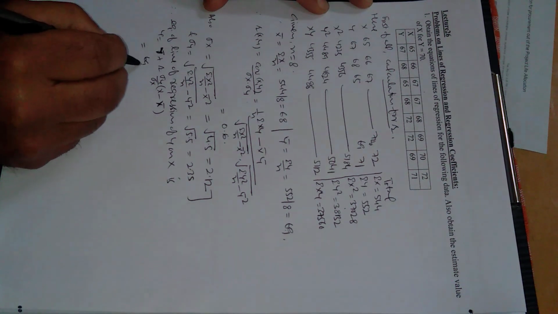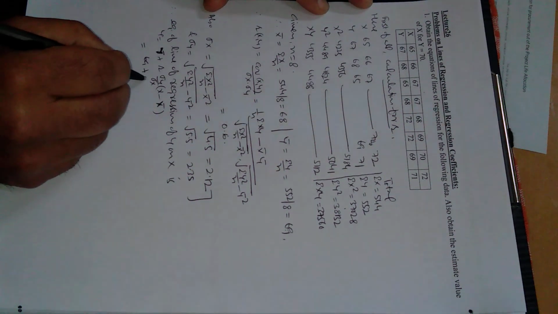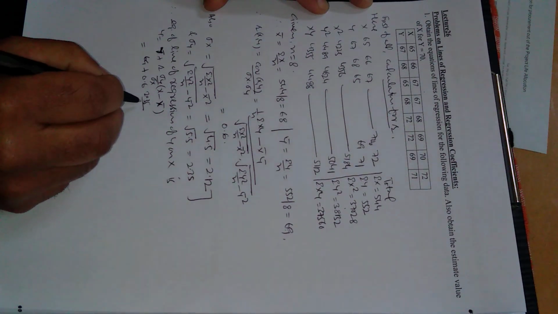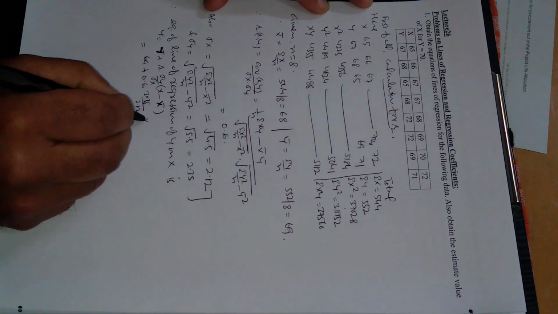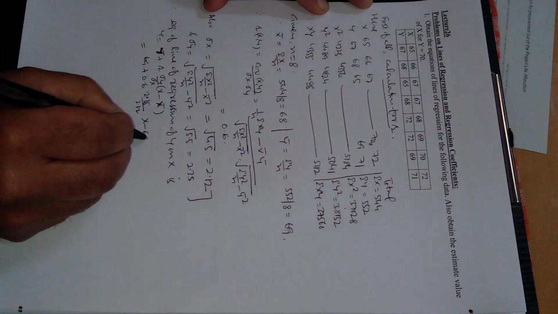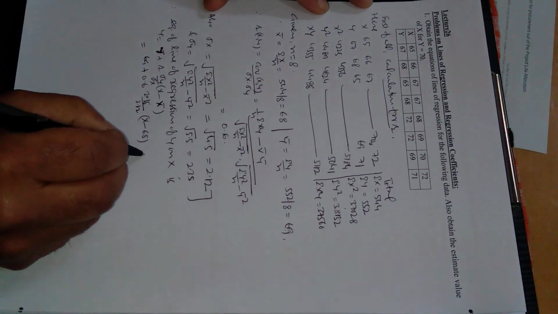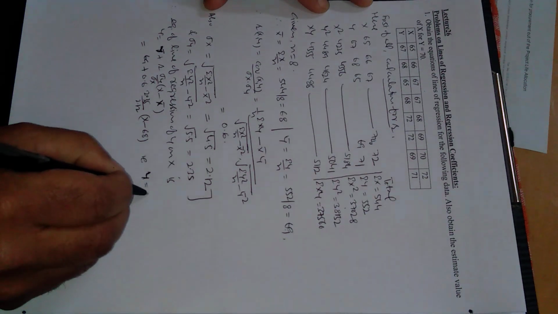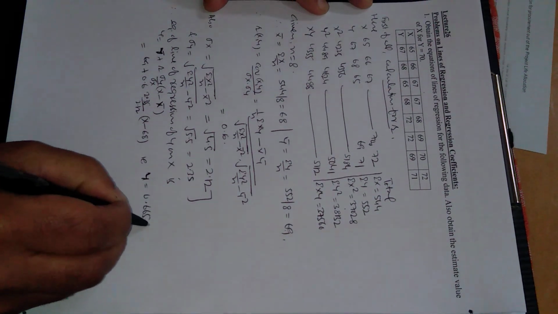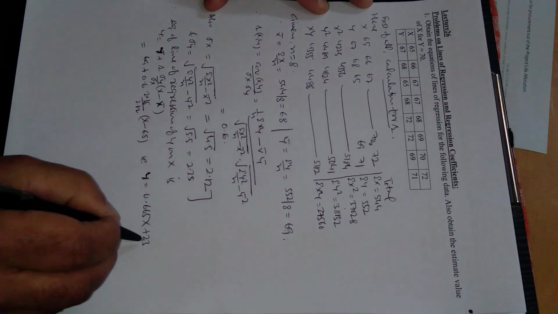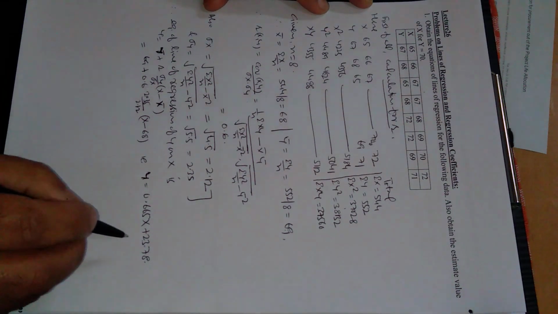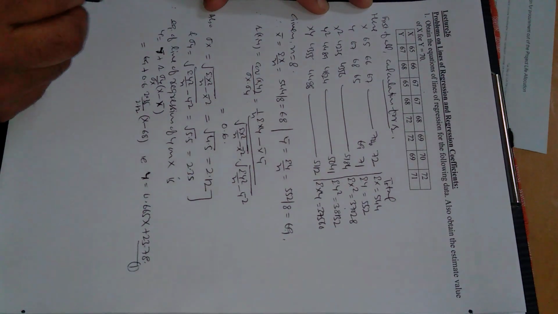y bar is 69, r is 0.6, sigma y is 2.35, sigma x is 2.12, x bar is 68, and on simplification this will give us y is equal to 0.665x plus 223.78. Let us put this to be equation number 1.